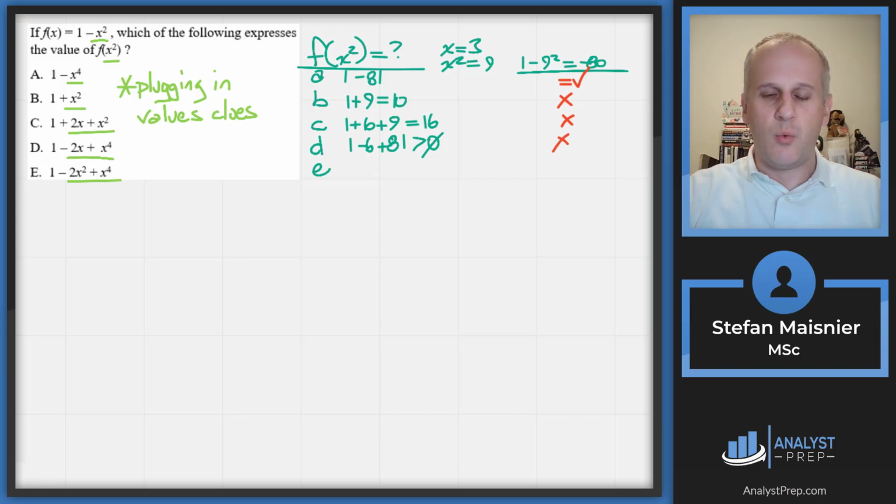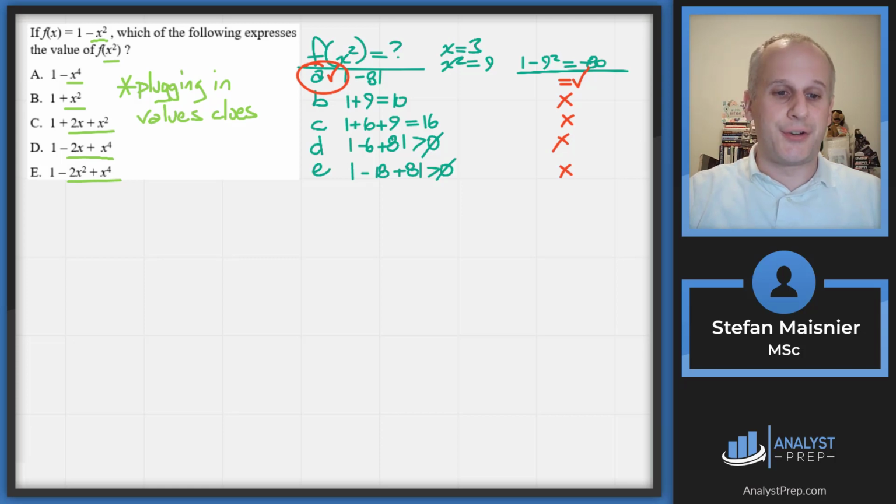And of course, 1 minus 2x squared, well, that's going to be 1 minus 18, but still plus 81, which is going to go well over that 0 again, thus leaving us with our initial match of choice A.